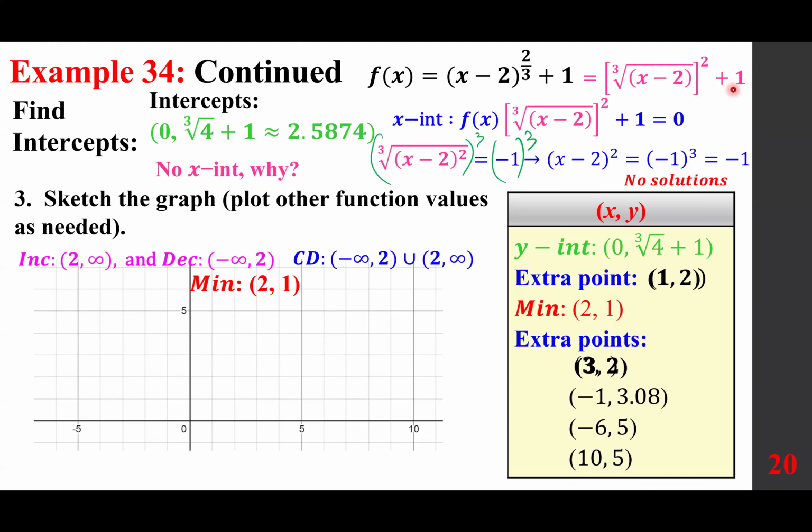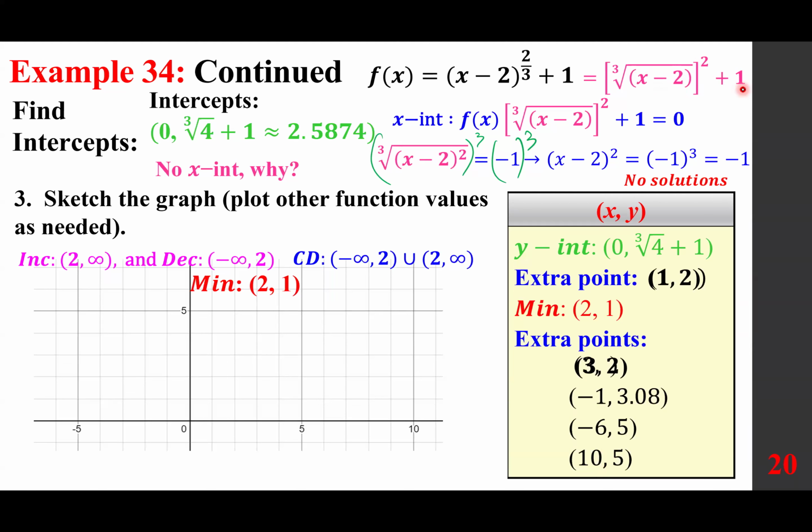And there are more points. Negative 1 I picked on purpose. You need a calculator. But for example, negative 6. With negative 2 is minus 8. Cube root is minus 2. Squared is 4, plus 1 is 5. 10 minus 2 is 8. Cube root is 2. 2 squared is 4 and 1, 5. So those are easy points.